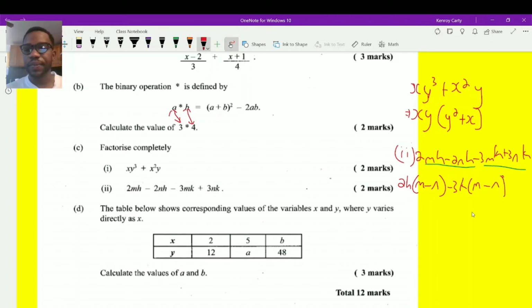Now, what is common now? The bracket is common with the m minus n, so you take out the m minus n with the bracket. What you'll be left with is 2h minus 3k. Right, good.